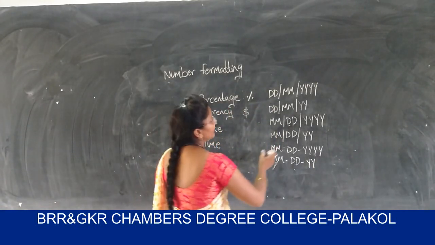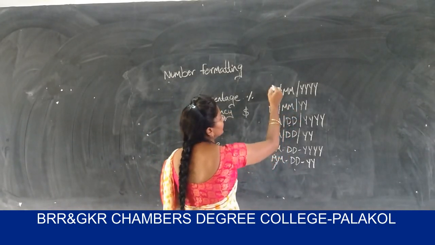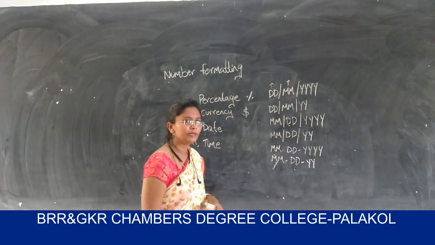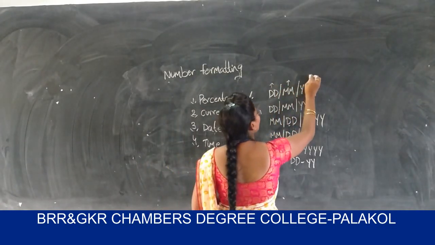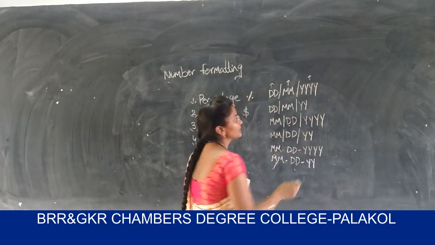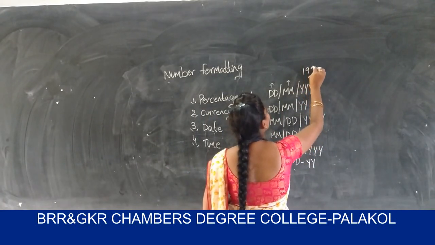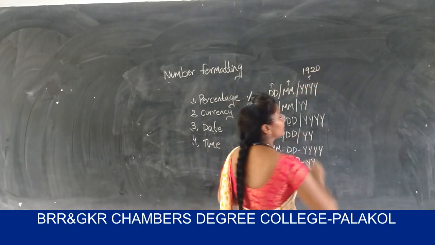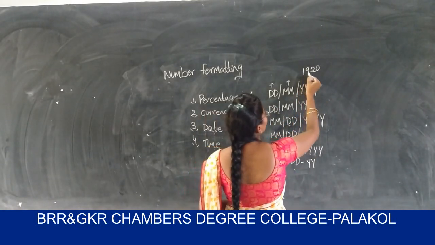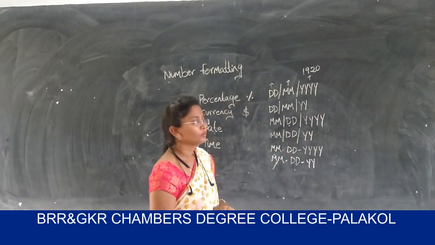Here I am taking the data like DD means the date will appear, MM means the month will appear. Here I am taking 4 Ys. 4 Ys means the year will be taken, that means 4 digits: 1, 2, 3, 4. That's why I took 4 Ys over here.